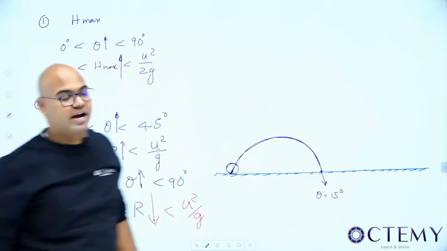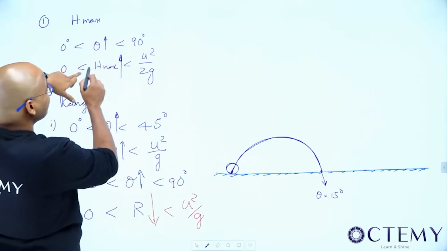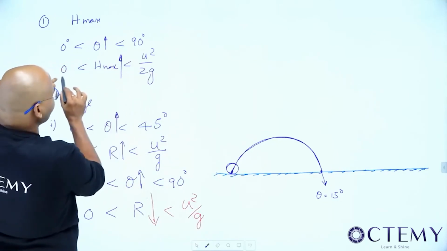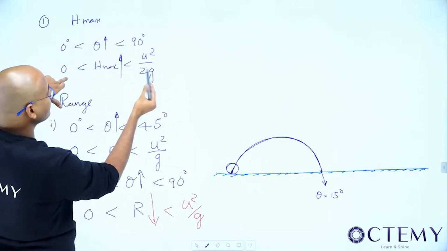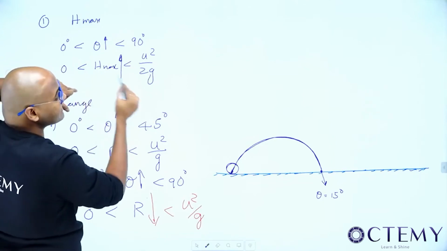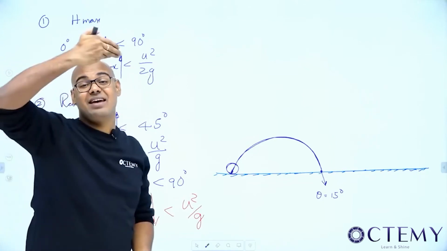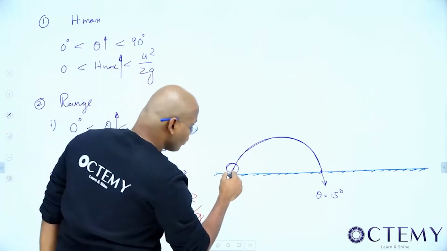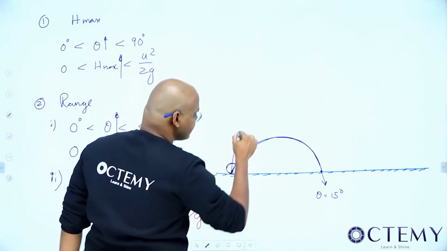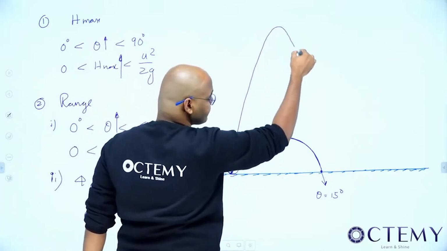What about maximum height? As theta is increasing from 0 to 90, my maximum height will increase from 0 to U square by 2g. So definitely, when compared to 15 degrees, 75 degrees will have a higher height. So how is it going to be? See here.